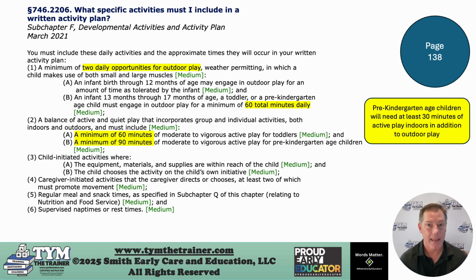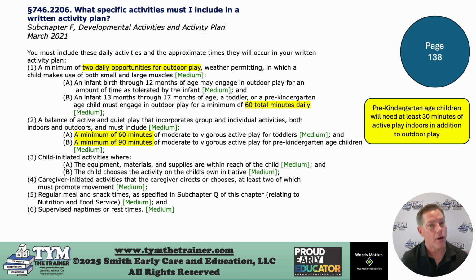And you can see right here, an infant, birth through 12 months, needs to be provided with outdoor play for the amount of time that can be tolerated by the infant. But it is incredibly important that those infants are taken outside daily when weather permits. For children 13 months through 17 months, a toddler or a pre-kindergarten age child, they must have a minimum of 60 minutes of daily outdoor play. If you want to do 30 minutes in the morning and 30 minutes in the afternoon, that'll work.